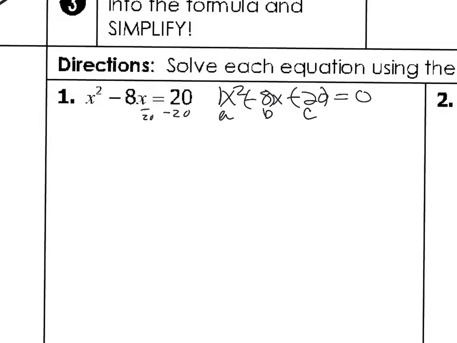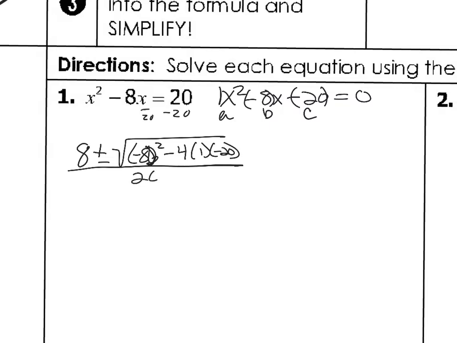All right, so opposite of b. So b's -8, so we're going to put 8 plus or minus the square root of b squared, oops, kind of got ahead of myself, minus 4 times a times c, and all of that divided by 2 times a. All right, so this is going to equal 8 plus or minus the square root of 144 over 2.